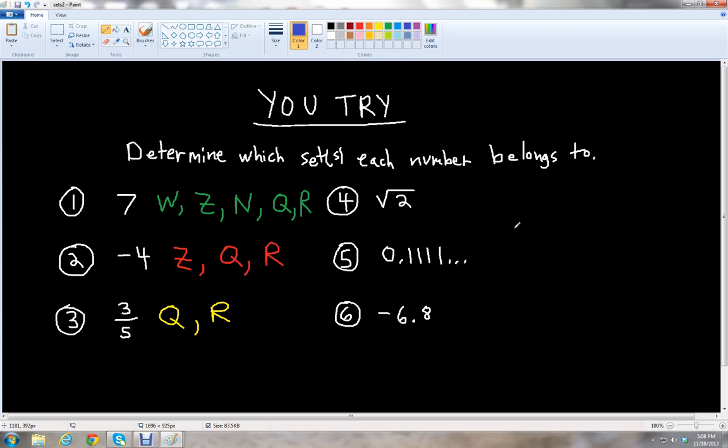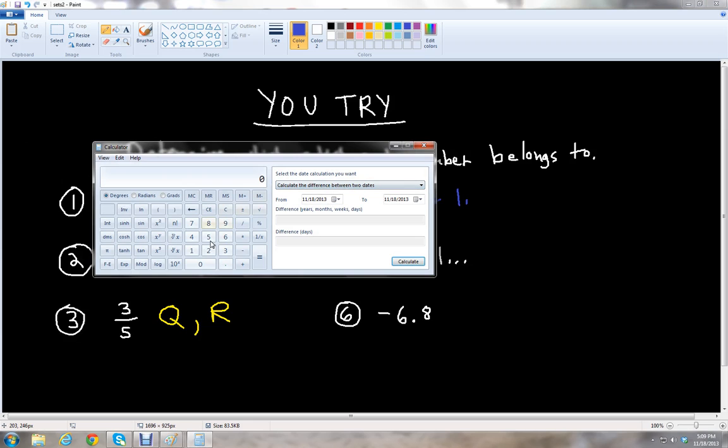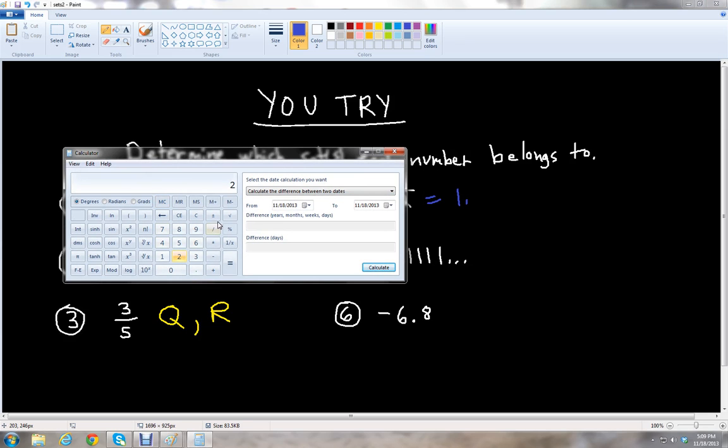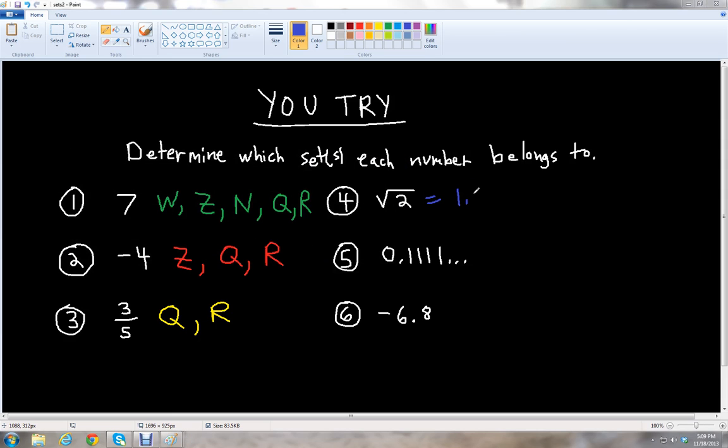And then number 4 is the square root of 2, which is about 1 point, let's see, what was it? 1 point something, right? So we go to our calculator just to make sure. 1.414 something. So we notice that this is a non-terminating decimal number. We can't write it as a fraction or ratio of two integers, and it can't be a whole number, integer, or natural number because it's a decimal, and it can't be rational, so it has to be irrational, and it's also a real number for square root of 2.